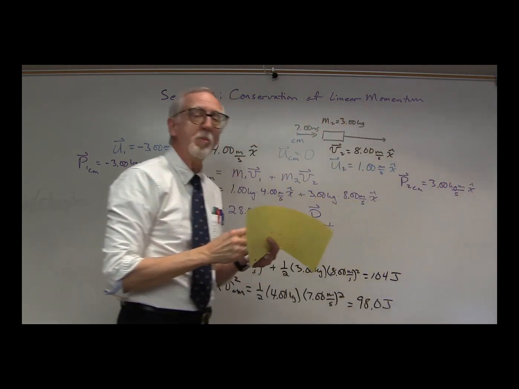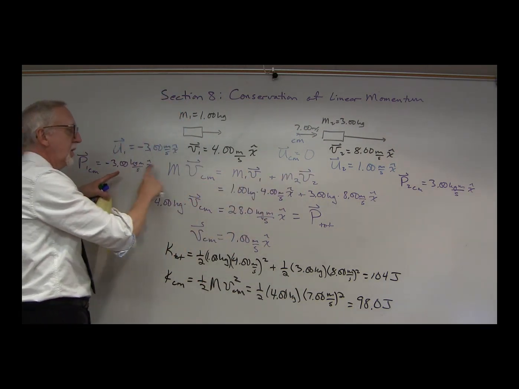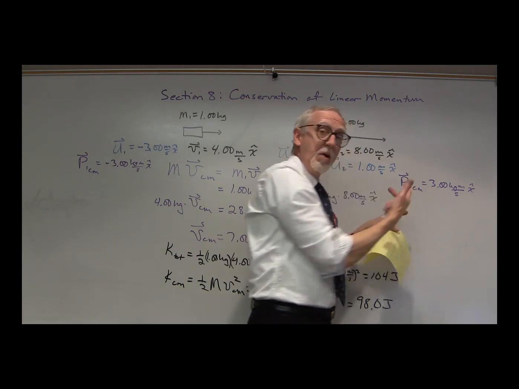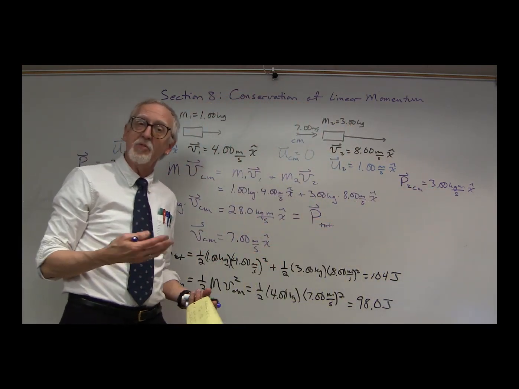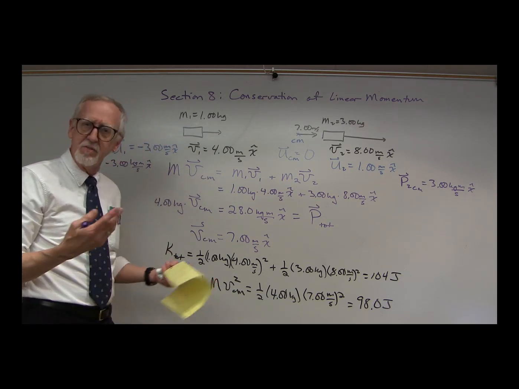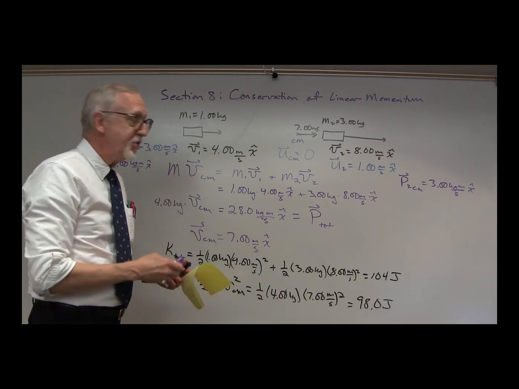What is the total momentum in the center of mass frame? Well, it'll be the sum of these. -3 plus 3 is 0. The total momentum of the system in the center of mass frame is 0. Well, okay, that's what we said. That's what we thought would happen. What is the kinetic energy?